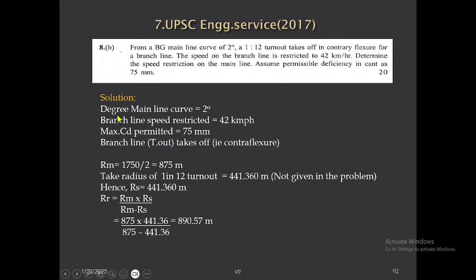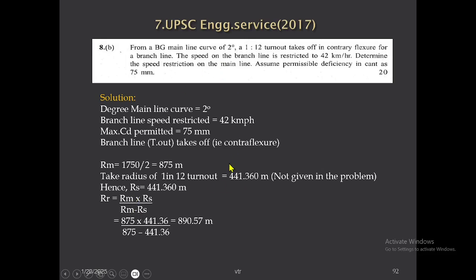Okay, so here the degree of the main line is 2 degree. Okay, we can convert it into radius. This is the speed permitted in the branch line. Cant deficiency 75, already given, it is a contraflexure. Okay. And also the radius of 1 in 12 is not given here, but we have already discussed it. They are given on the slide also. There were various turnouts. What is the lead curve radius? Here the radius of a 1 in 12 turnout is 441.36 meter. Okay, that we have to take.